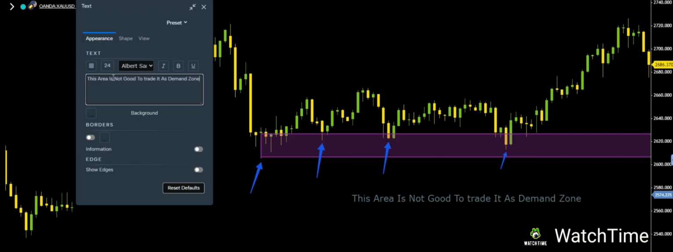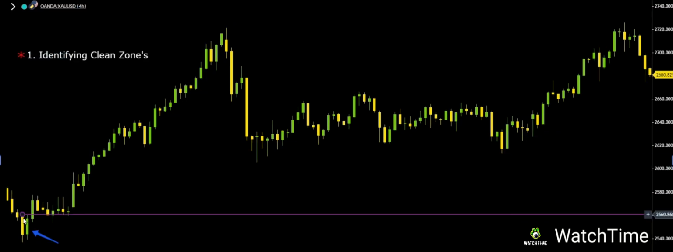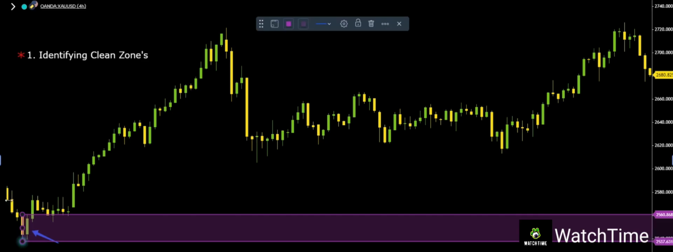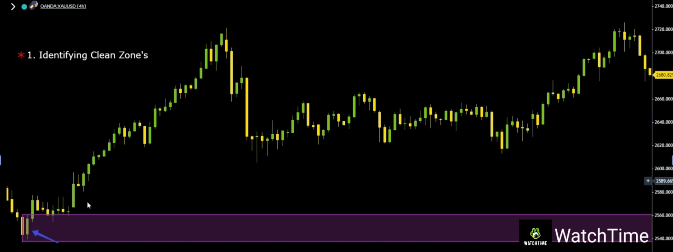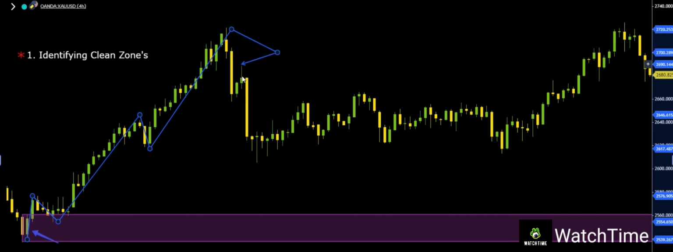Let's get right into it. Step 1. Identifying clean zones in real time. Let's start by laying the foundation of any successful supply and demand strategy: identifying clean, high-probability zones in real time. If you get this part wrong, everything else falls apart. If you get this part right, you build your trades on solid ground.